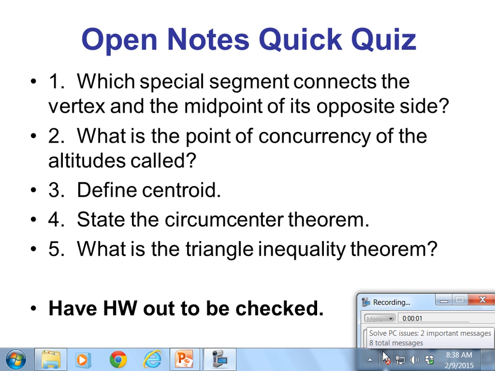Which special segment connects a vertex to the midpoint of the opposite side? Median. Got to know that. Median, midpoint tells you those two go together. Did you miss that one, Levi?